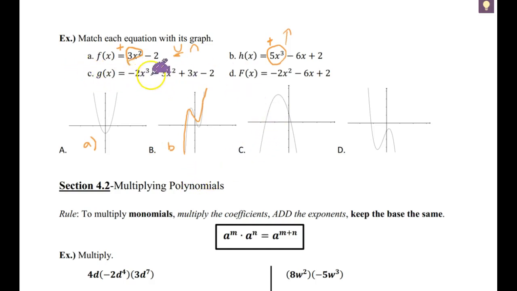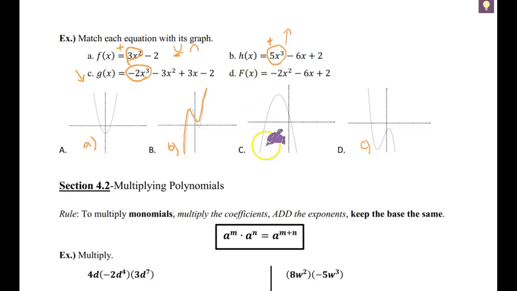In polynomial function C here, again I'm looking at the degree of this polynomial, which is degree 3, meaning it's going to be an S kind of shape, and it has a negative coefficient. So a negative coefficient says it's going to be going down from left to right. So I'm looking at the choices, I see the S shape, and this one's going down from left to right. So this one must be C.